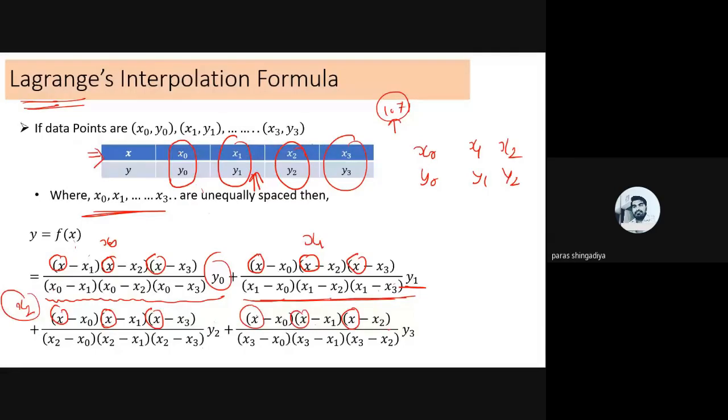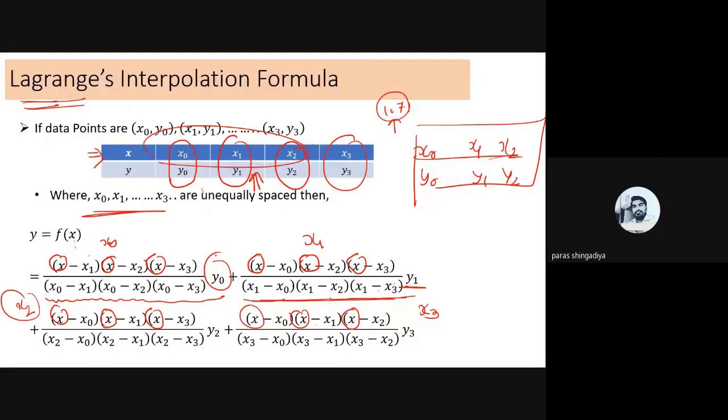And in the last, x3 you have to skip, so the remaining variables, that is x0, x1, x2. So that x minus x0, x minus x1, x minus x2, and in the denominator you have to replace x3 with x. So x3 minus x0, x3 minus x1, x3 minus x2 into the function value, that is y3. Okay, that formula is for this four value. Skip, okay, in this form. So is it clear to all? Have you any query, any doubt in this form?